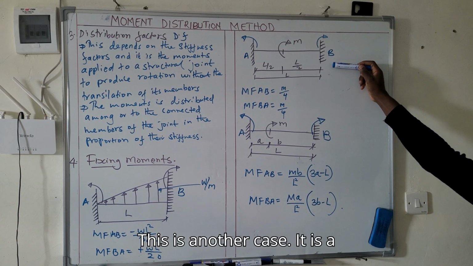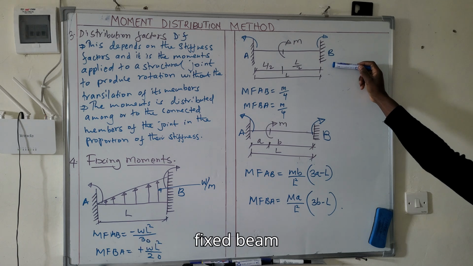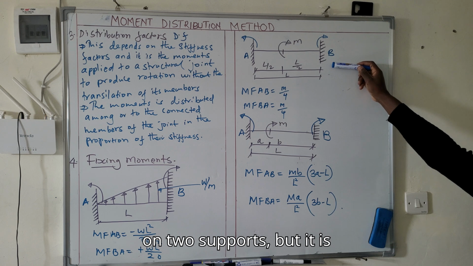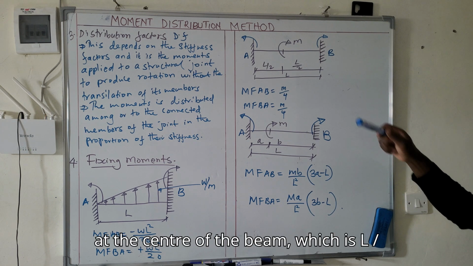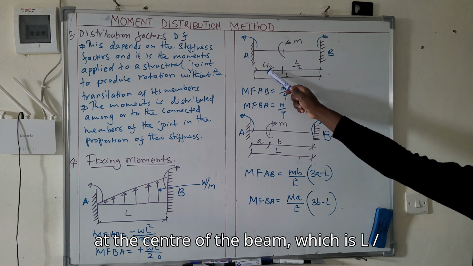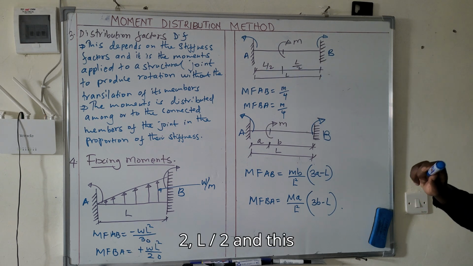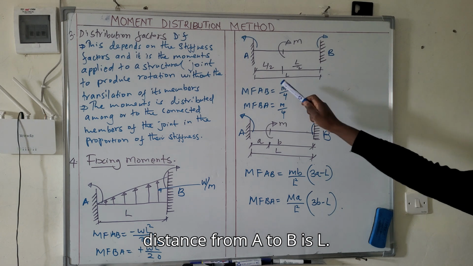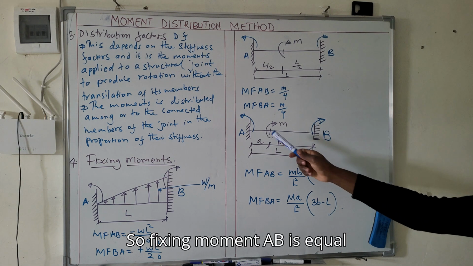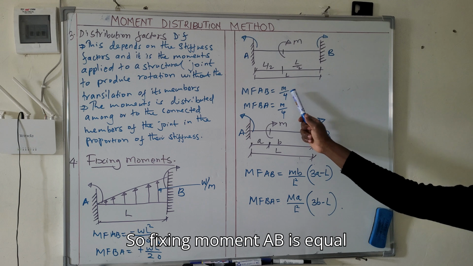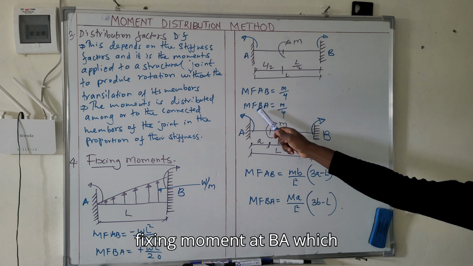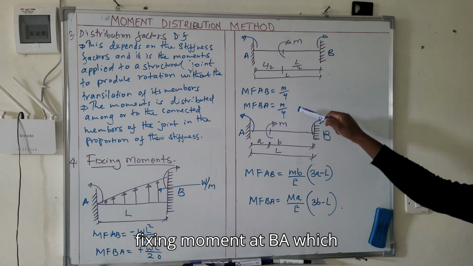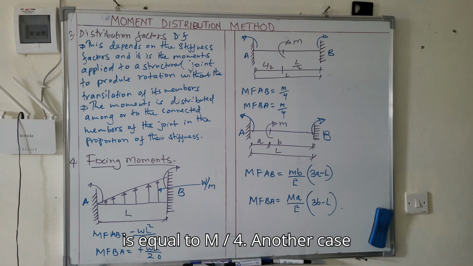This is another case. It is a fixed beam on 2 supports, but it is subjected to a moment at the center of the beam, which is L over 2, L over 2, and the distance from A to B is L. So fixing moment AB is equal to M over 4, and fixing moment BA is also equal to M over 4.